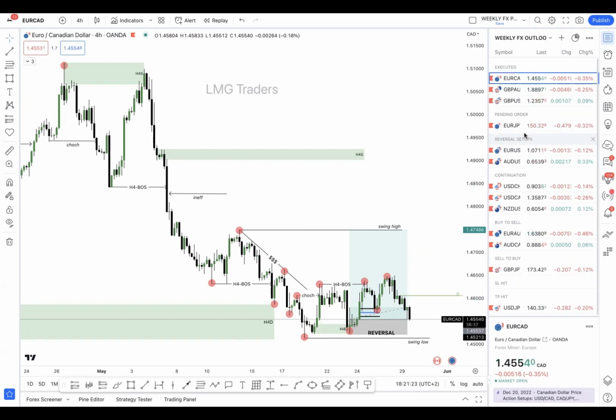Okay, so when it comes to executed pairs, as you can see, this is EURCAD. I sent it out right after it reacted off this demand zone. That was like 2 weeks ago. I did send it out on the Telegram group. For those that are not subscribed to the Telegram group, the link is in the bio. You can join the group.